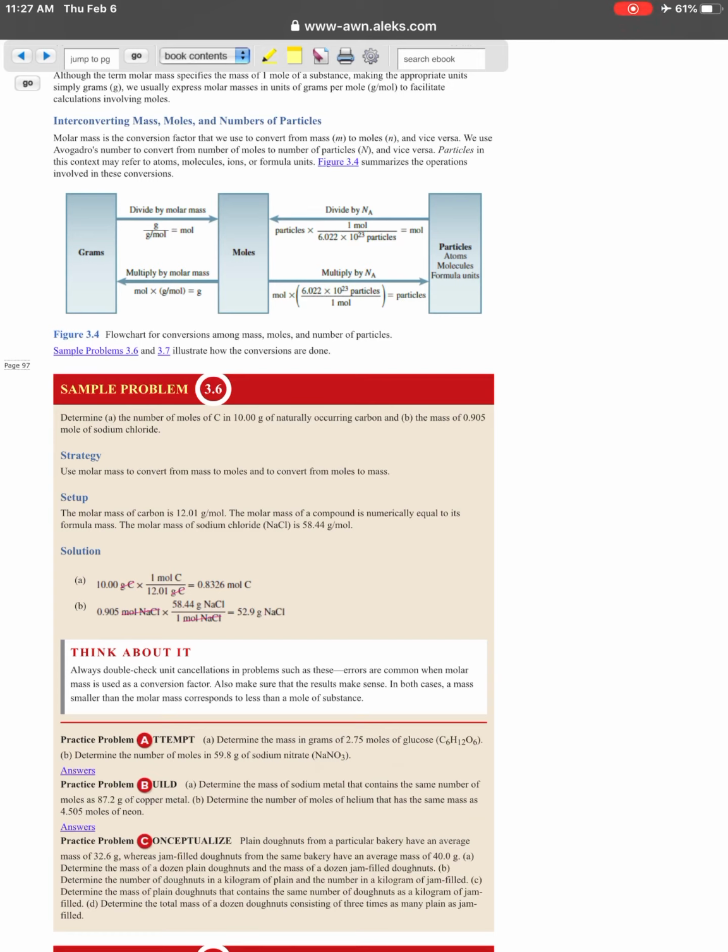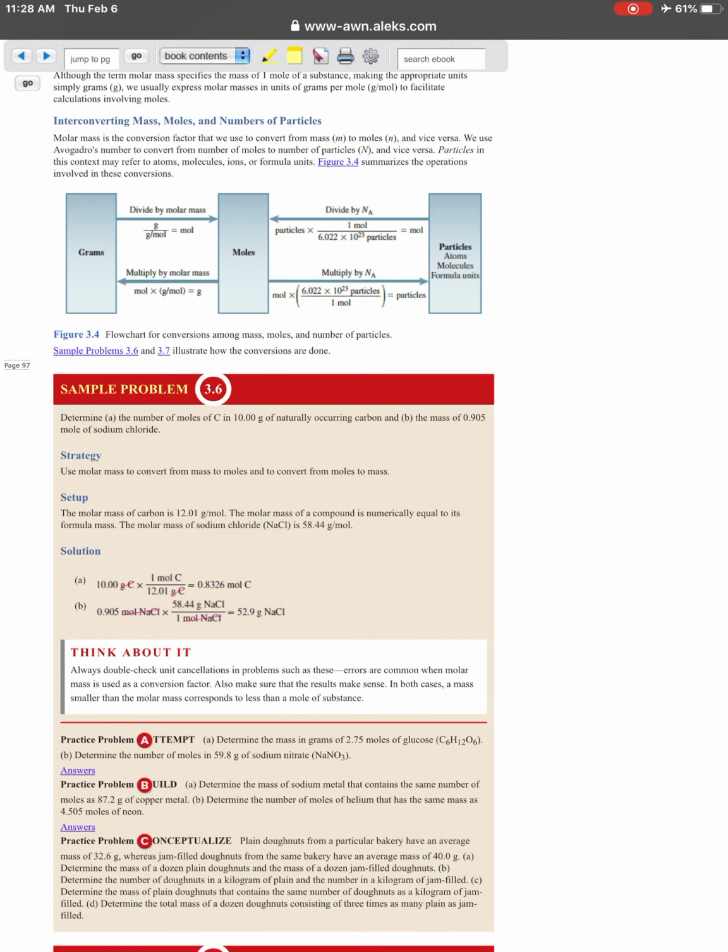Divide by Avogadro's number. That will give us the number of moles up at the top. Suppose we have the number of moles now, and we want to find the number of grams, the mass. Multiply by the molar mass. That's down at the bottom on the left, and that will give you the number of grams. So there's 4 directions that are shown here, and so there's 4 possible steps in these calculations.